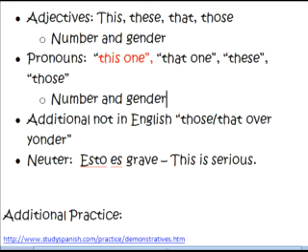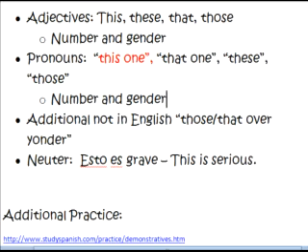And Spanish has aquel, aquellos, aquella, aquellas, which gives us the option, if I'm talking about that one, and there's one even further out, further away, I would use the word aquel or aquellos. Again, number and gender, number and gender.